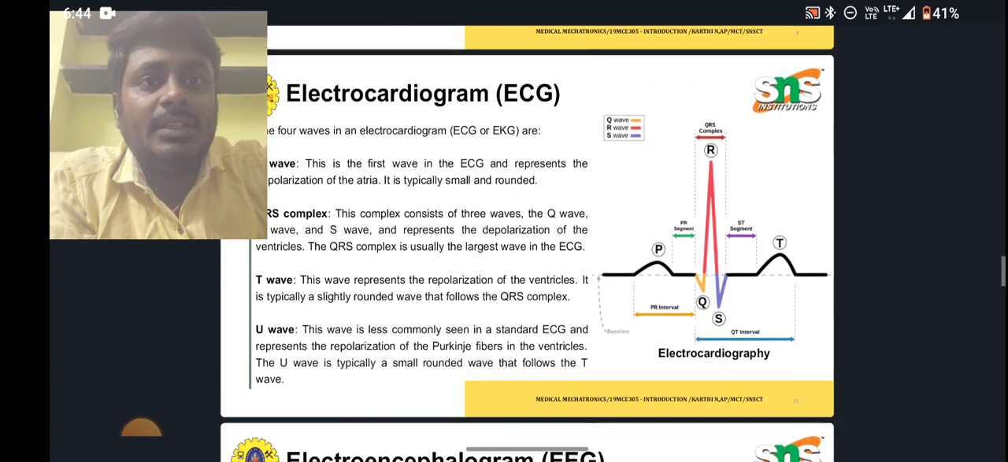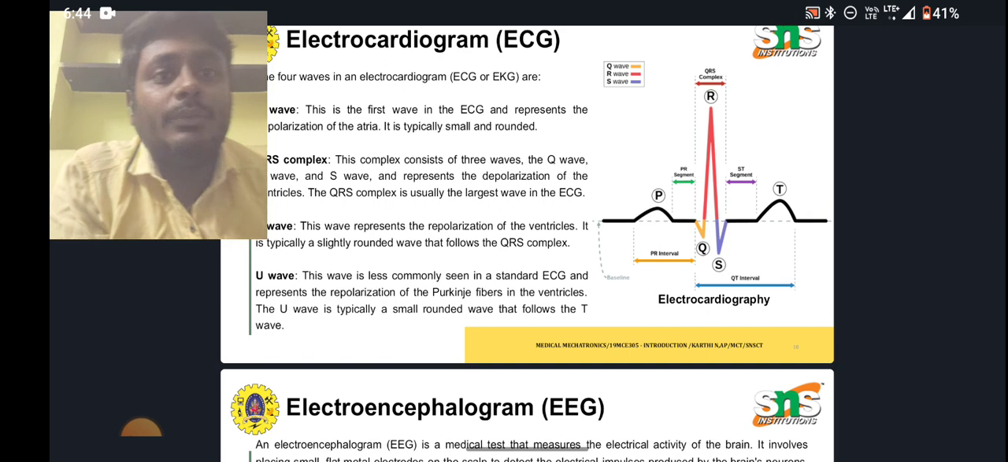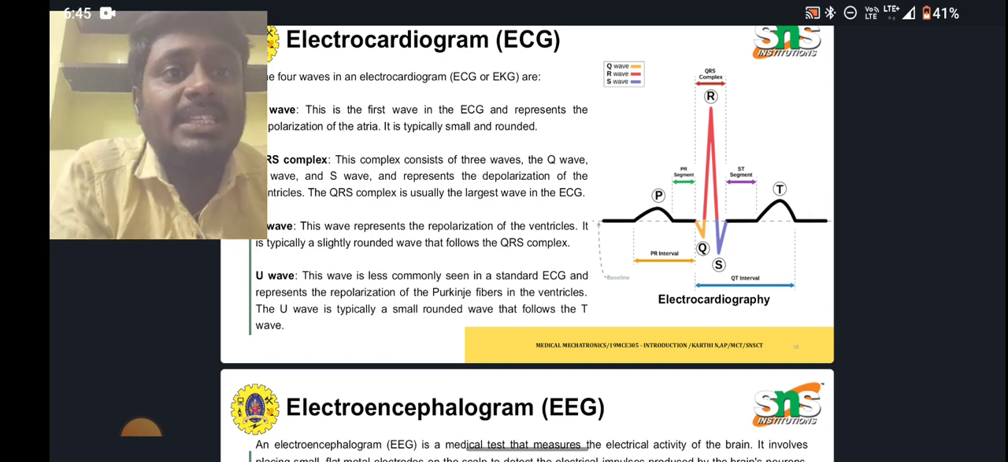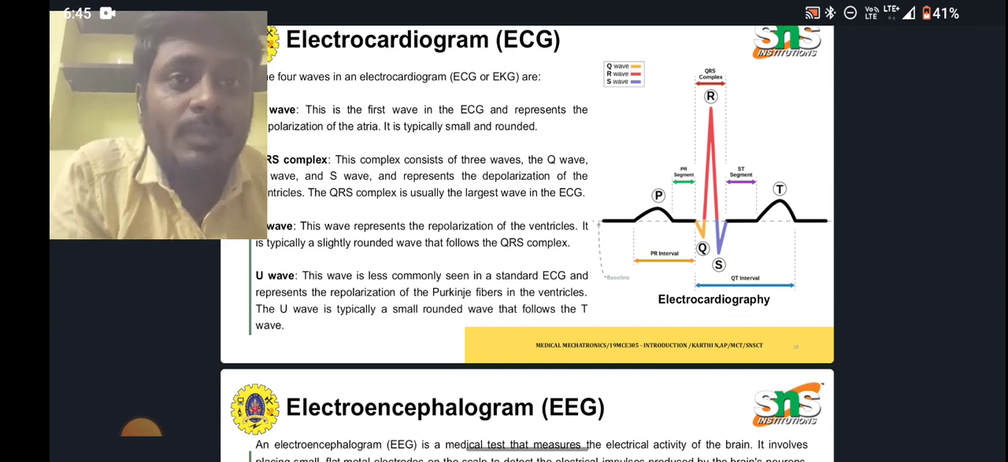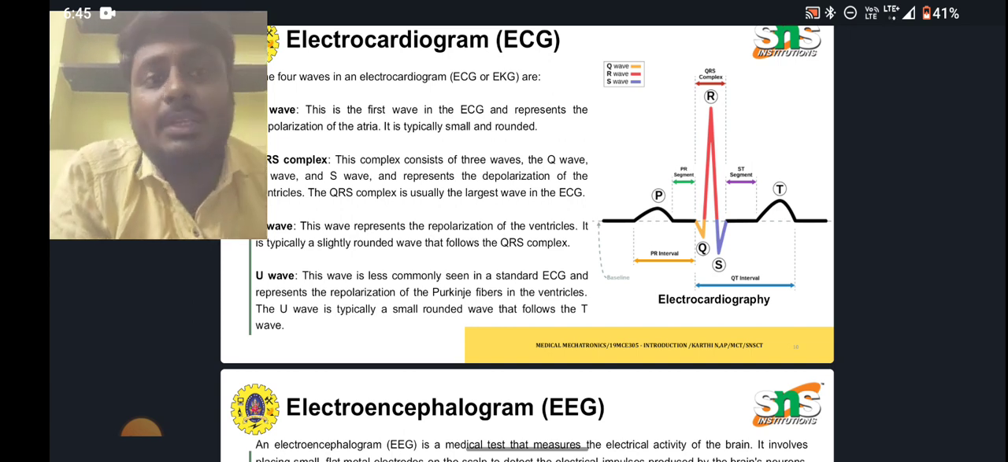An ECG waveform: P wave. This is the first wave in the ECG and represents the depolarization of the atria. It is typically small and rounded. The QRS complex. This complex consists of 3 waves: the Q wave, R wave, and S wave, and represents the depolarization of the ventricles. The QRS complex is usually the largest wave in the ECG. And T wave, this wave represents the repolarization of the ventricles. It is typically a slightly rounded wave that follows the QRS complex.